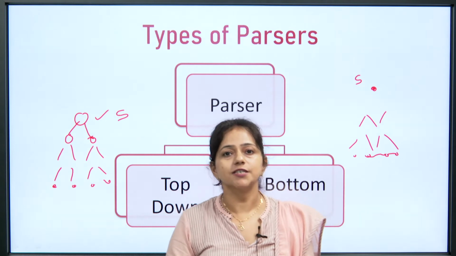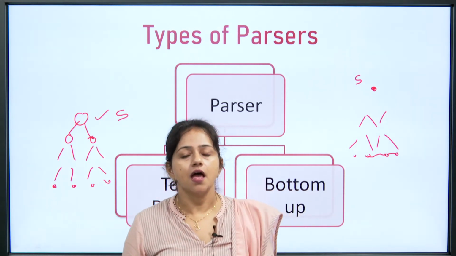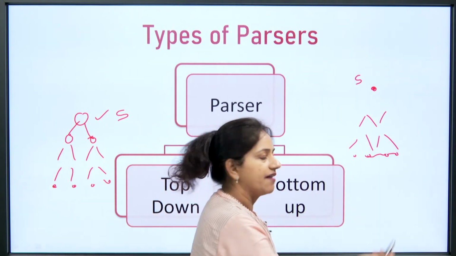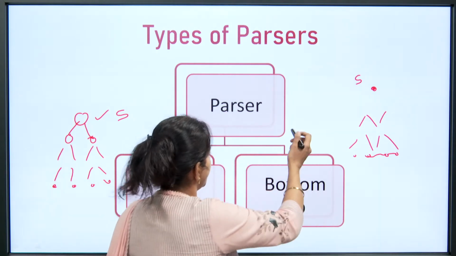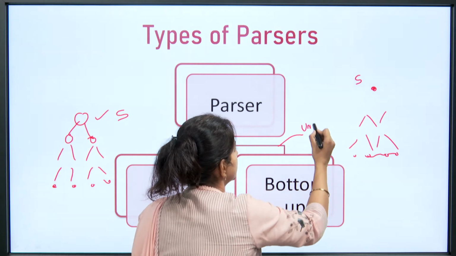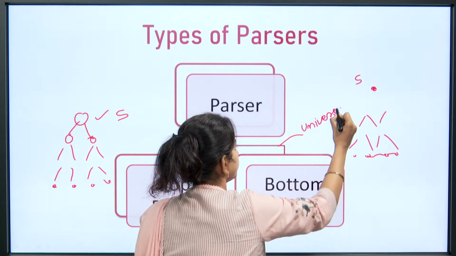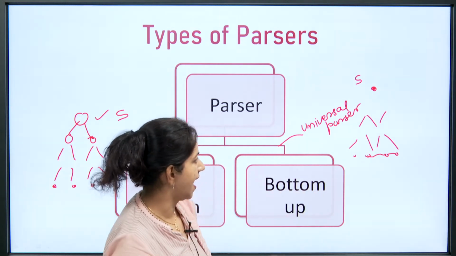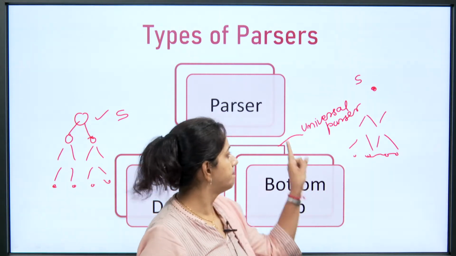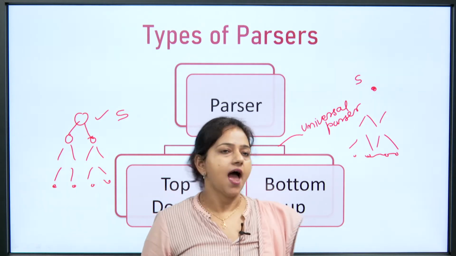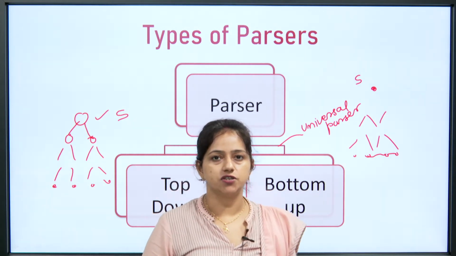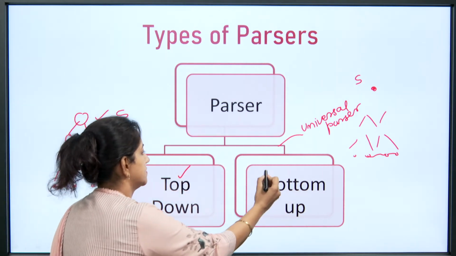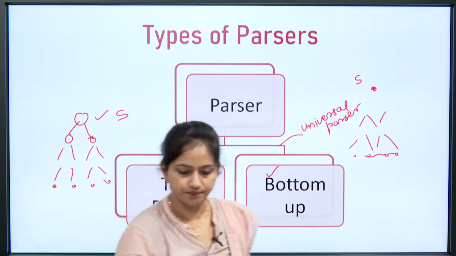We will discuss both the parsers in detail, and there are further algorithms. Here we have the broad idea. One more parser is the universal parser. That is not in our syllabus actually, but we have the universal parser. This can parse any category of grammar, but these parsers are inefficient. In our syllabus, we will focus on these two parsers, the top down parser and the bottom up parser.